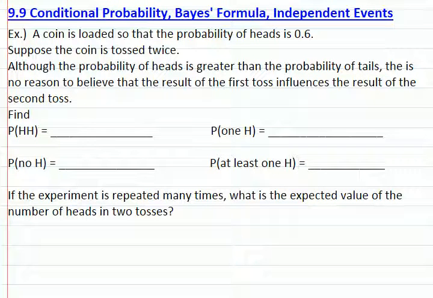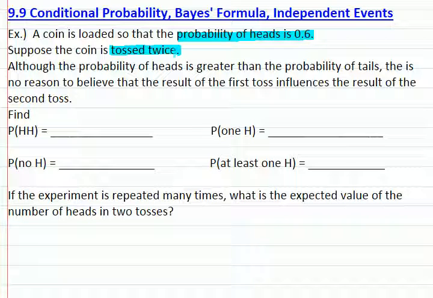An example of independent events is the following. We have a coin that is loaded, so the probability of heads is 0.6, and let's suppose that the coin is tossed twice. I want to find the probability of getting two heads. The events of two different tosses are independent, so we will assume that we can multiply the probabilities. So to get two heads, the probability will be 0.6 times 0.6, which is 0.36.